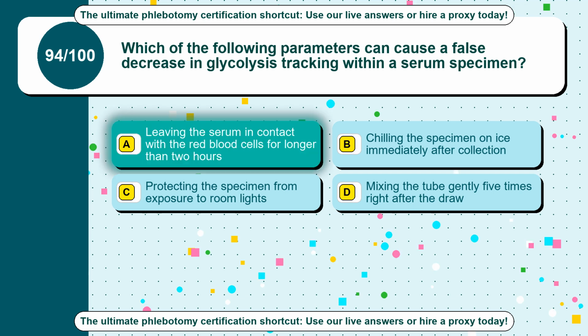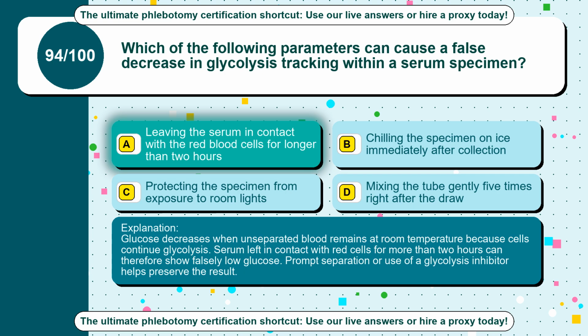The correct answer is option A, leaving the serum in contact with the red blood cells for longer than 2 hours. Glucose decreases when unseparated blood remains at room temperature because cells continue glycolysis. Serum left in contact with red cells for more than 2 hours can therefore show falsely low glucose. Prompt separation or use of a glycolysis inhibitor helps preserve the result.